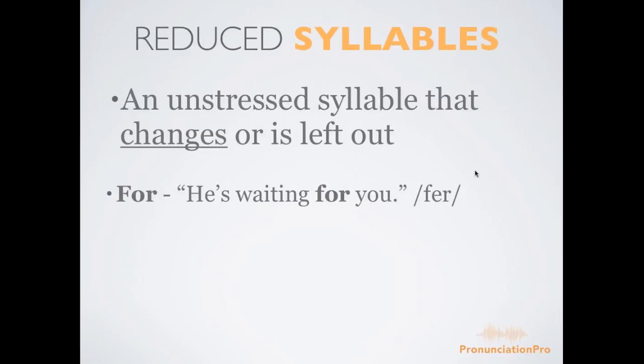So he's waiting for you. He's waiting for you. Do you hear how I'm saying fur instead of for? He's waiting for you. And in this context, we're talking a lot more about sentence stress, specific words in sentences that are being stressed, and then having unstressed words in sentences.